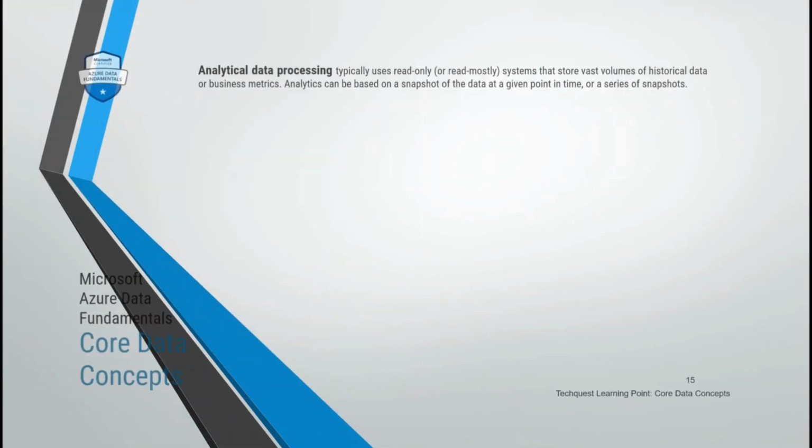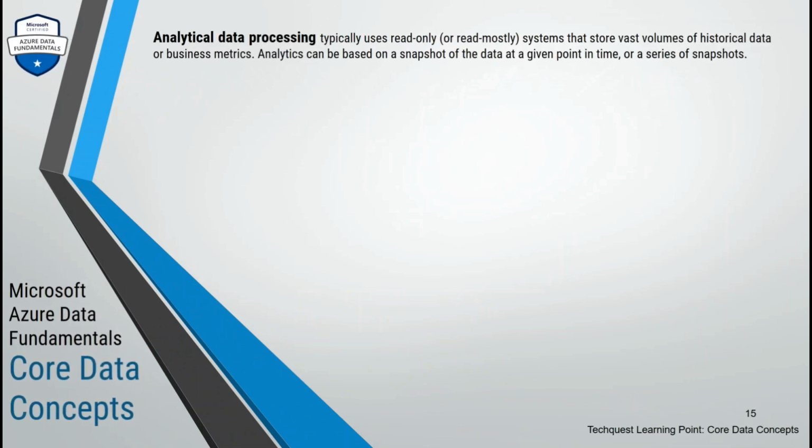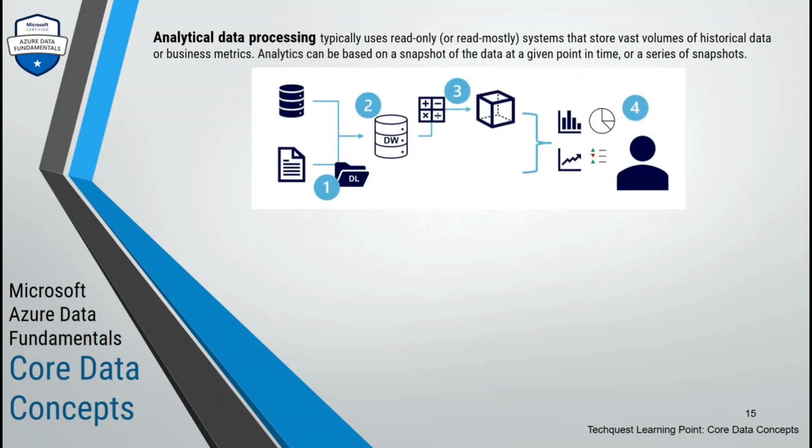Analytical data processing typically uses read-only or read-mostly systems that store vast volumes of historical data or business metrics. Analytics can be based on a snapshot of the data at a given point in time or a series of snapshots. The specific details for an analytical processing system can vary between solutions, but a common architecture for enterprise-scale analytics looks like this. One: data files may be stored in a central data lake for analysis.